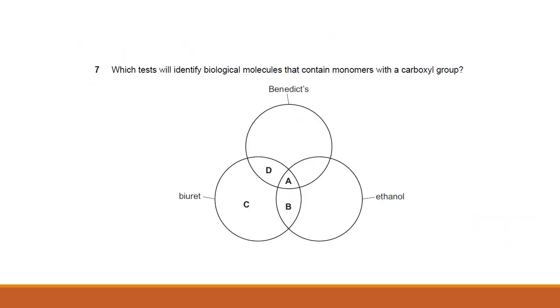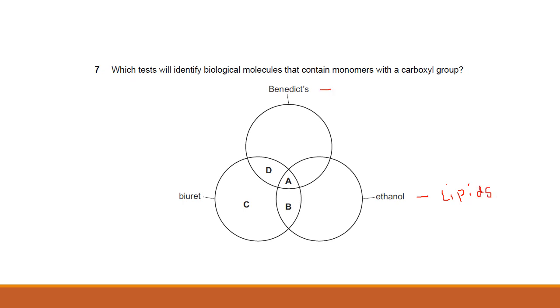Let's look at 7. Which test will identify biological molecules that contain monomers with a carboxyl group? Again, I think CIA just came back with a bang, and I'm loving these questions because they really make you think as you prepare for the exams. So first things first that you want to think about, if I was approaching this question, is I would look at the options I've been given. So I know that ethanol is for testing lipids. Okay.